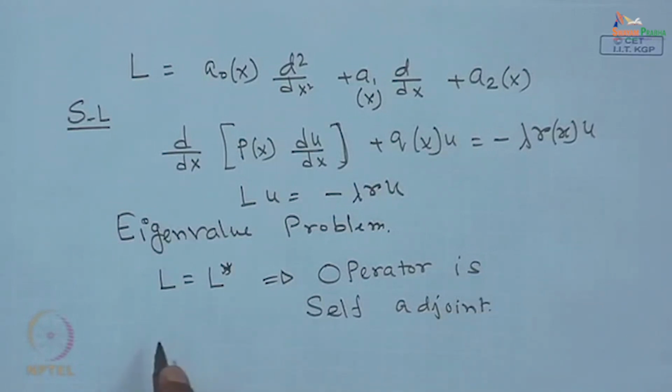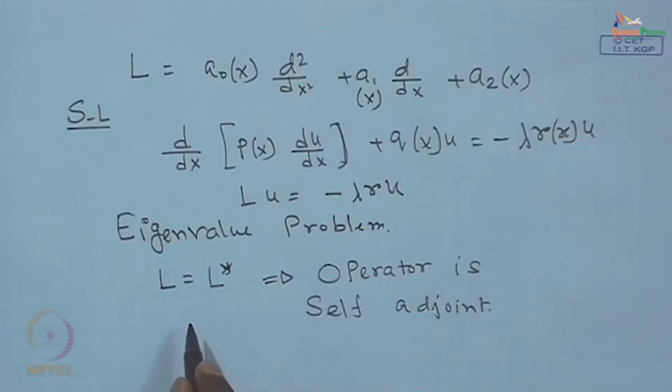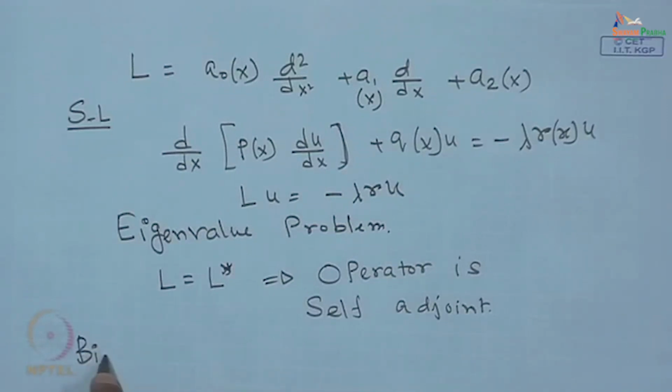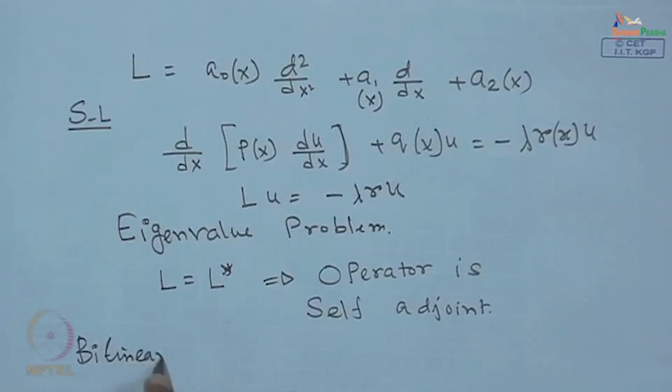Now, in the earlier class we have seen that if the system becomes self adjoint, then the operator has to be self adjoint as well as the boundary condition has to be self adjoint. That means the boundary operator must satisfy B is equal to B star. So, for that we have to examine the bilinear concomitant J(u, v).